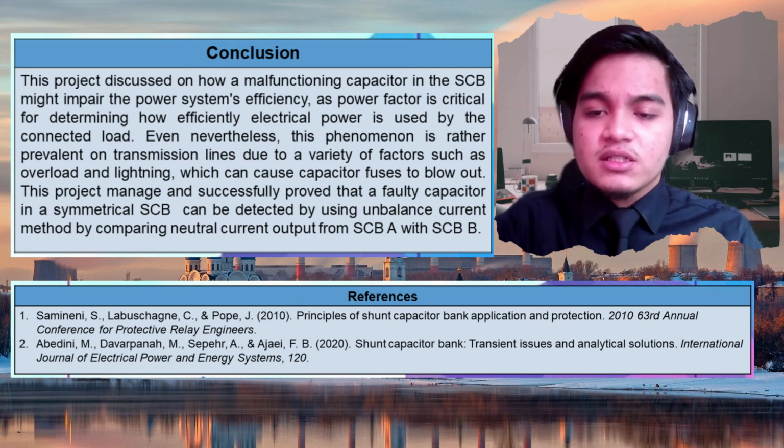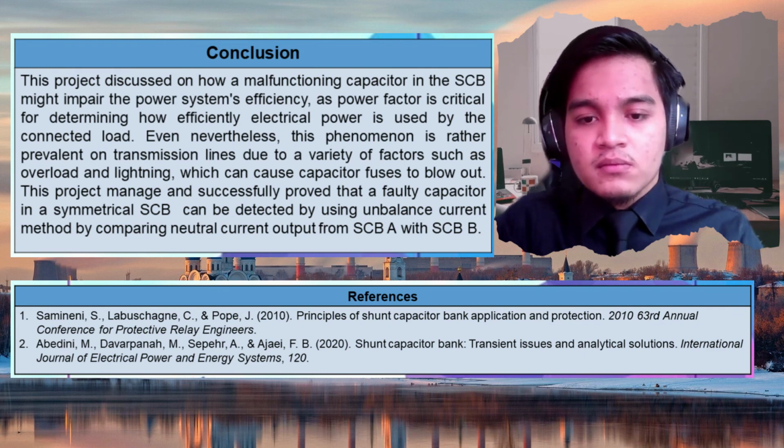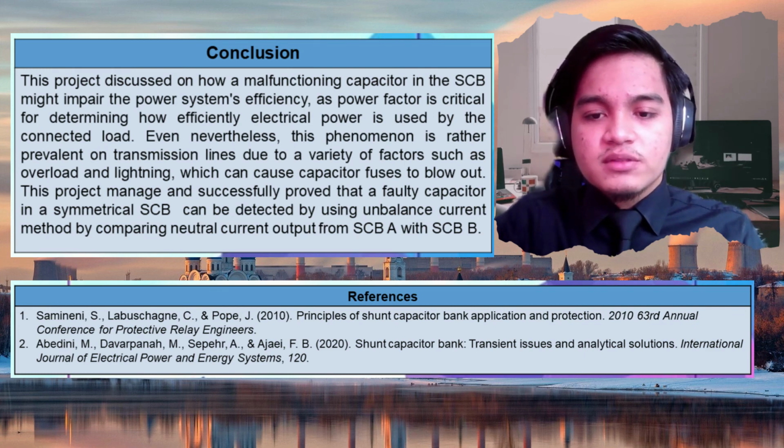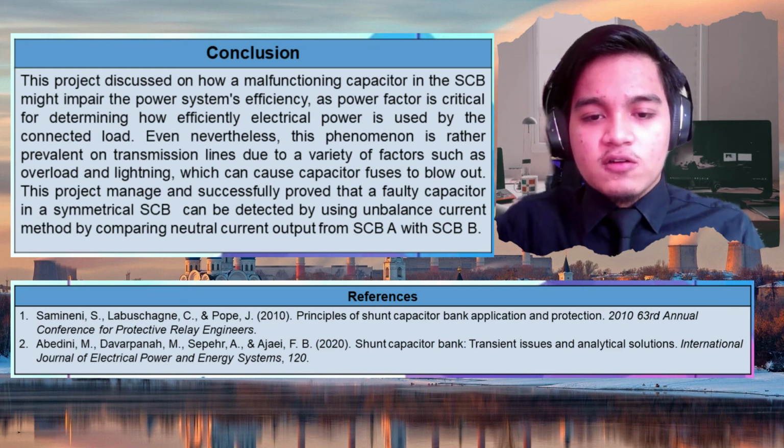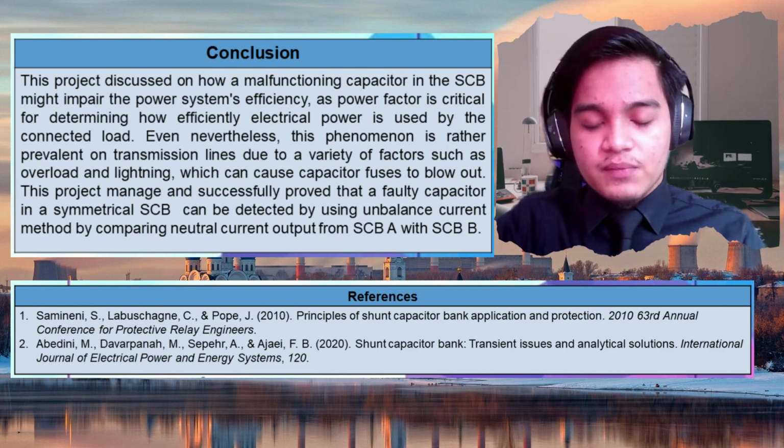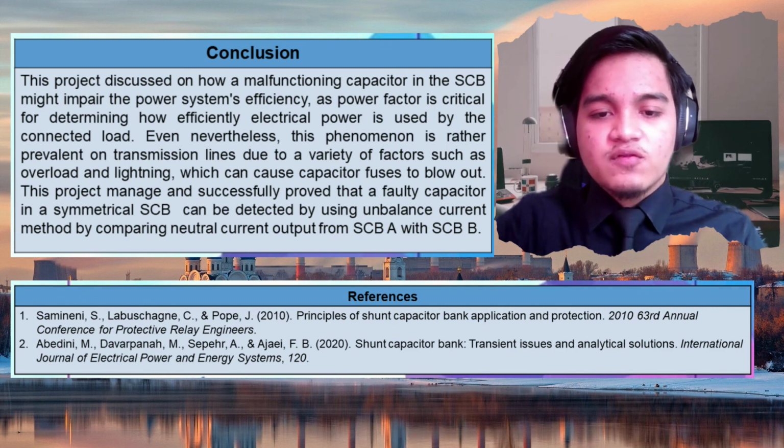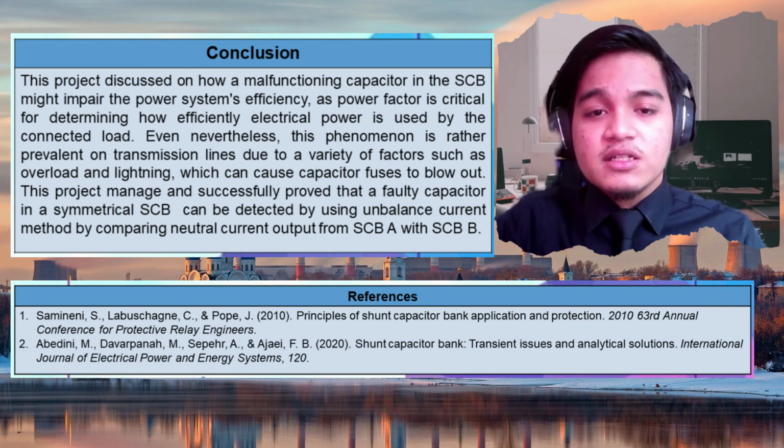And now for reference, there are two most used articles as a reference for this bachelor degree project. The first one is from Samineni, Labuschagne and Pope, entitled Principles of Shunt Capacitor Bank Application and Protection, published in 2010. And the second article is from Abedini and Davarpanah, entitled Shunt Capacitor Bank Transient Issue and Analytical Solution, in the International Journal of Electrical Power and Energy Systems, published in 2022.